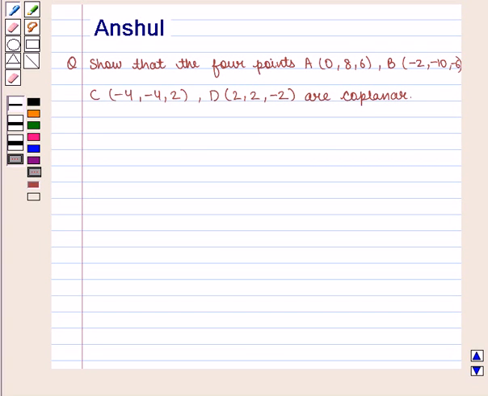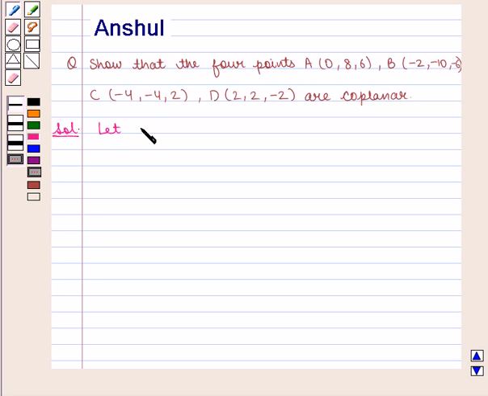In this session, we are going to discuss the following question, which says: show that the four points A with the coordinates 0, 8, 6, B with the coordinates minus 2, minus 10, minus 6, C with the coordinates minus 4, minus 4, 2, D with the coordinates 2, 2, minus 2 are coplanar. Let us proceed with the solution.